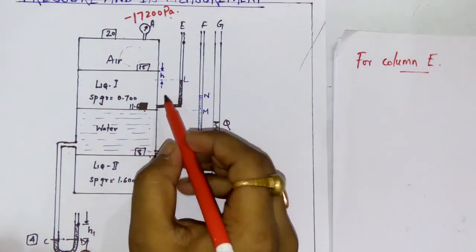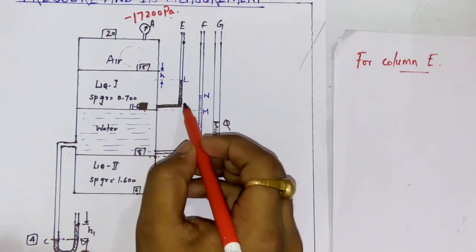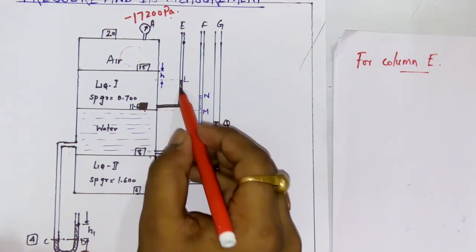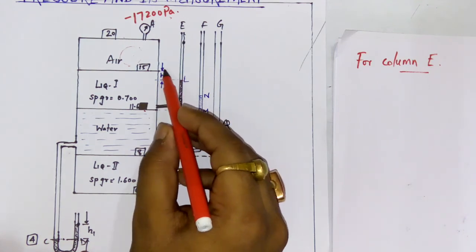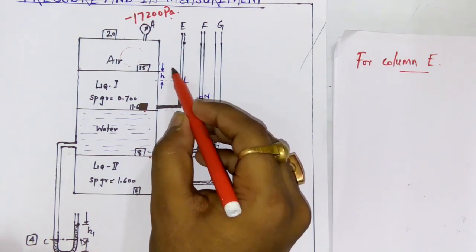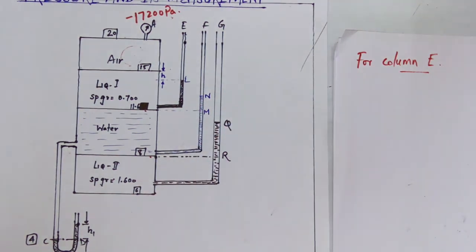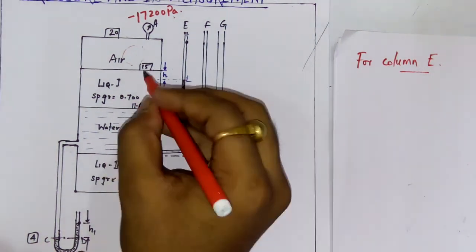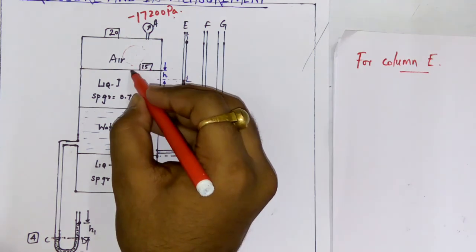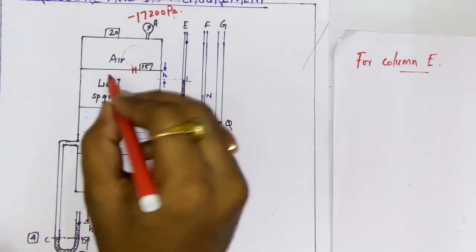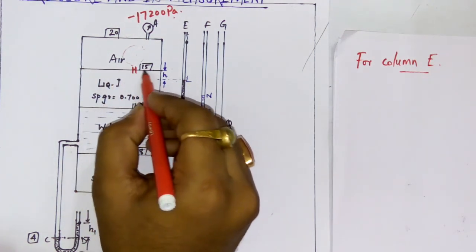So we can also understand that the rise in the level of this liquid one in this piezometer tube will not be more than this level. It will be less than this. Suppose let me name this point as H. H indicates this level.